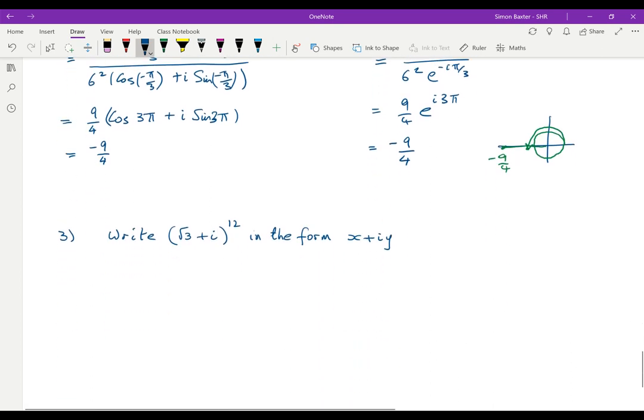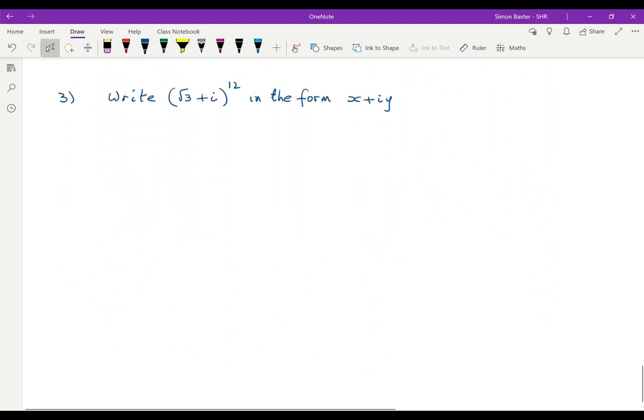And one more example. Write that in the form x plus iy. Well, only a fool would go and multiply that out with the binomial theorem. It's crying out to be written in the modulus argument form and then use de Moivre. So let's have a look at it. If we take z is root 3 plus I, then mod z is root of root 3 squared plus 1 squared is 2.